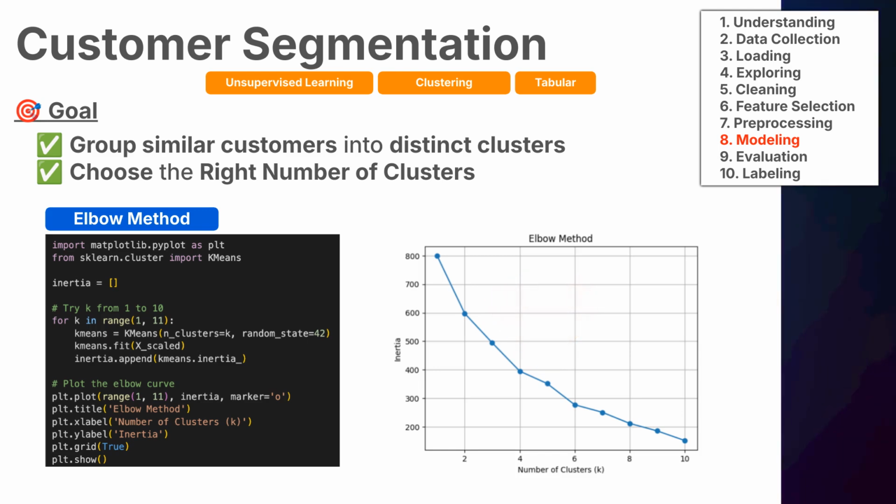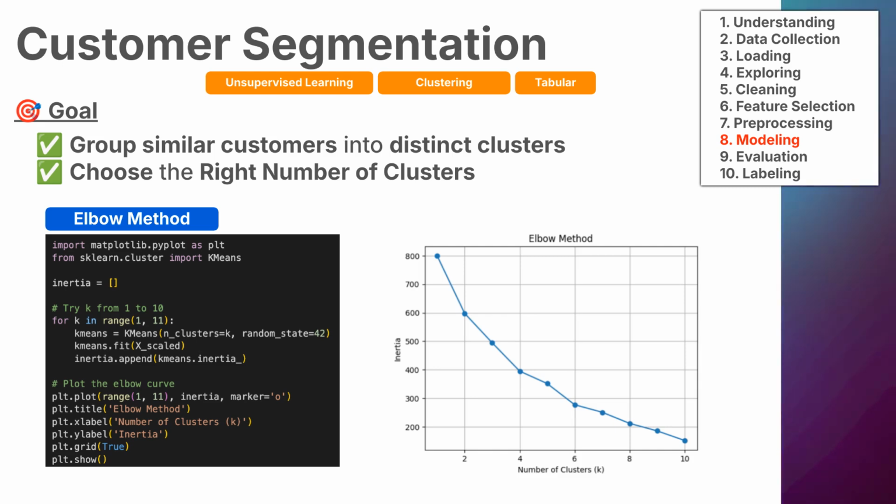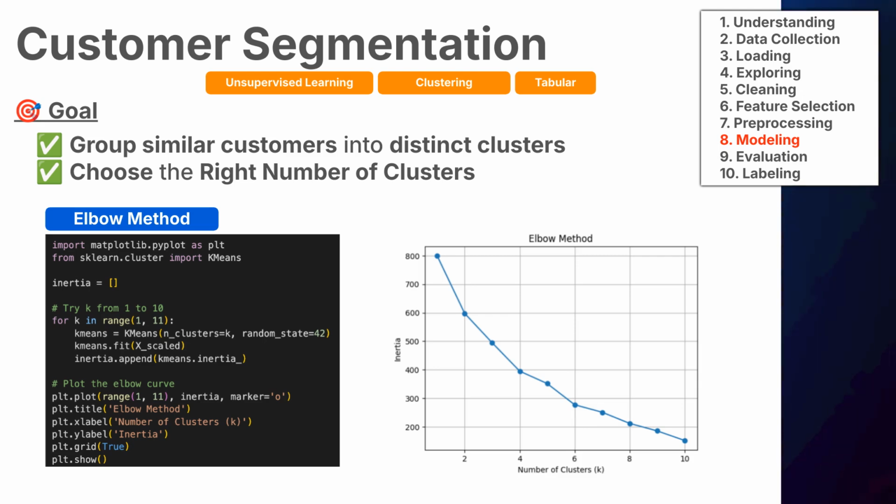So according to the elbow method, the optimal number of clusters is likely 5. This is where the rate of decrease in inertia slows down, meaning that adding more clusters beyond this point gives diminishing returns in clustering performance. Therefore, we will proceed with K5 for the k-means clustering model.